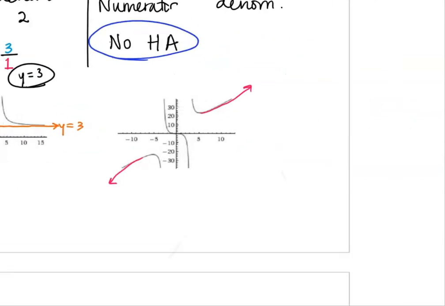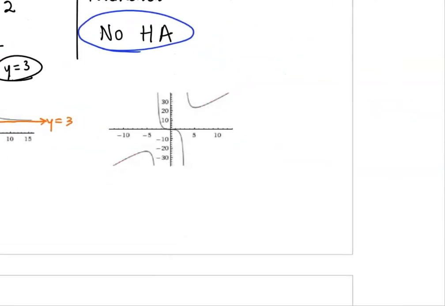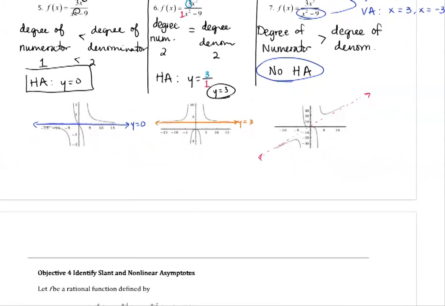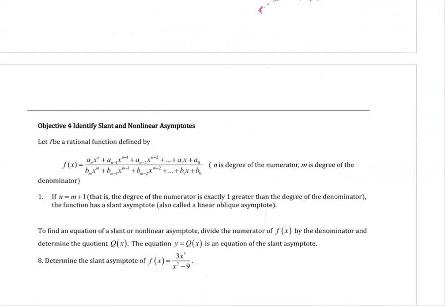In fact, what's happening in the last graph is a slant asymptote. The asymptote is not a flat horizontal line. It is rather a slanted line like this. This pink dashed line that I'm drawing in there describes what's happening there. And we will see examples of that in our last objective where we look at slant and nonlinear asymptotes.